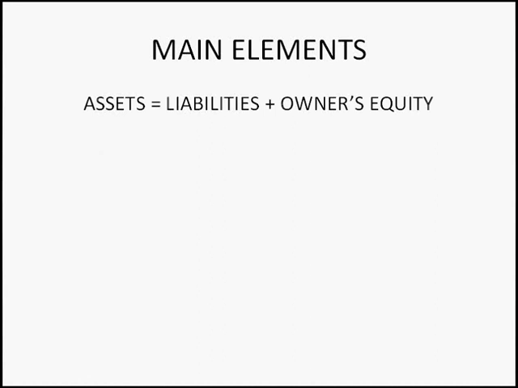Let's start by looking at the main elements of the accounting equation. We've now already established that the accounting equation can be defined as assets equals liabilities plus owner's equity. So let's just recap what each of those items mean.